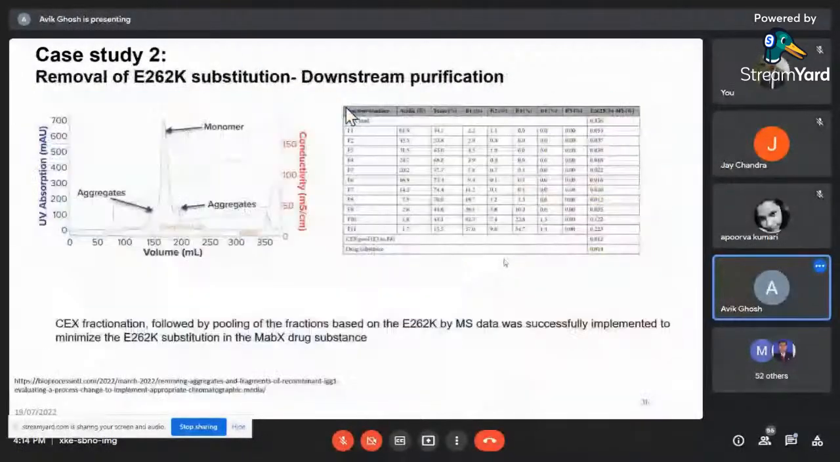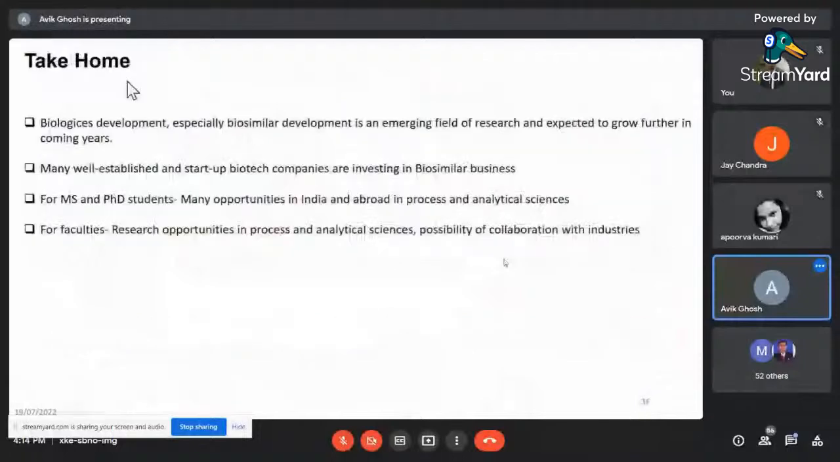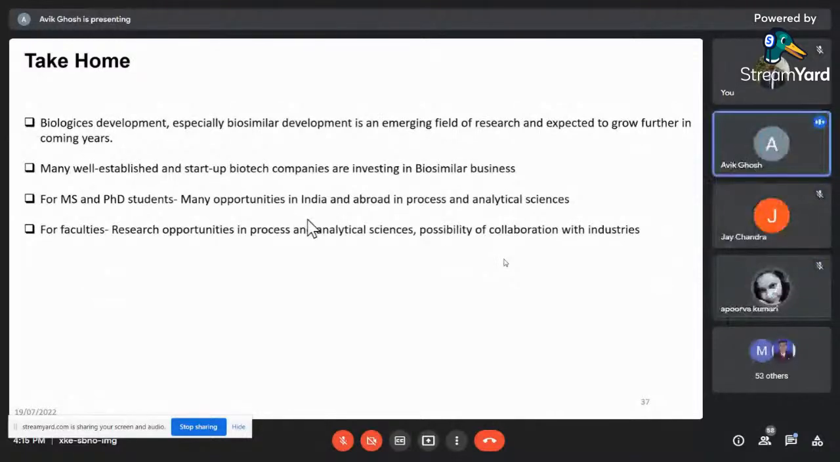It's just a take-home from the 1 hour 45 minutes I have talked. Is this biologics? Sorry, the spelling mistake. Biologics development, especially the biosimilar development, is an emerging field of research, I would say. It's not only manufacturing and marketing and all. It's a huge field of research and definitely expected to grow further in coming years.